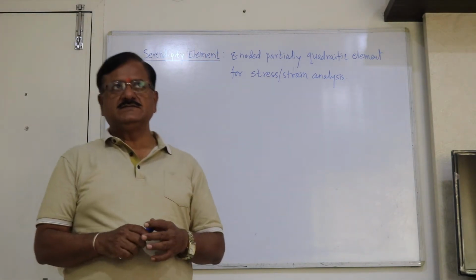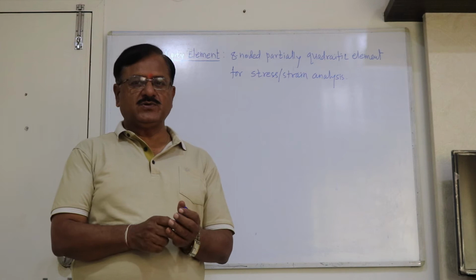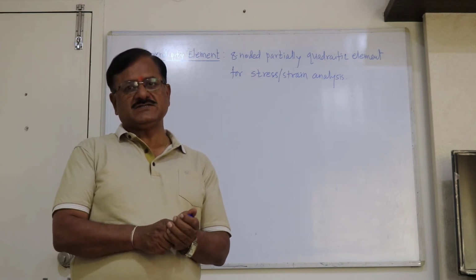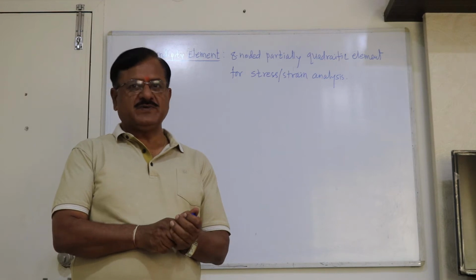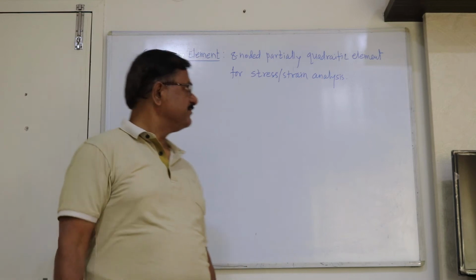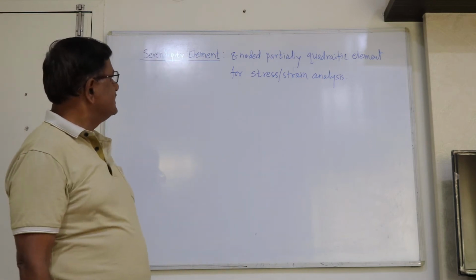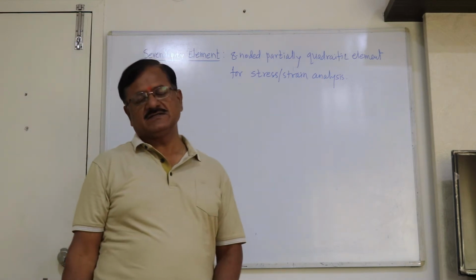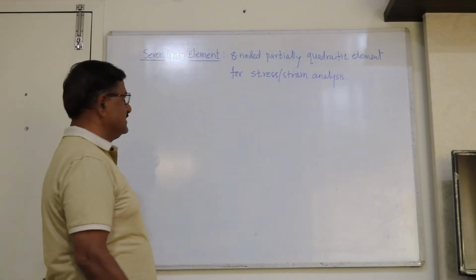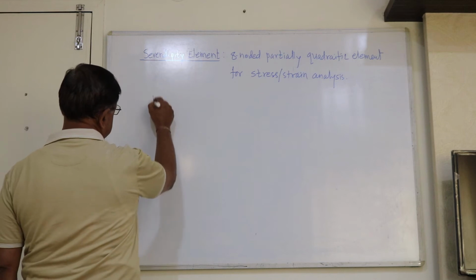Now we have seen the formulation for four-noded quadrilateral element based on isoparametric formulation by using natural coordinate system. Now next, let's see the quadratic element. We know that for fully quadratic element we have to consider the 9 nodes.